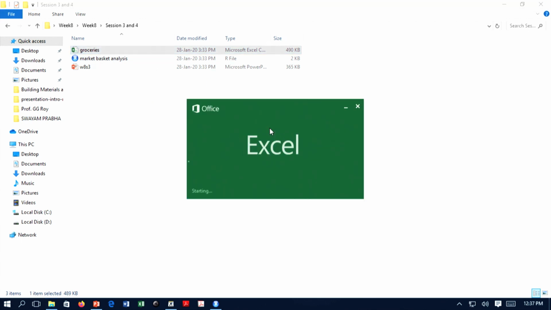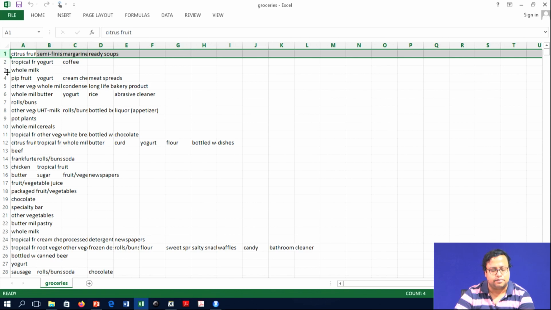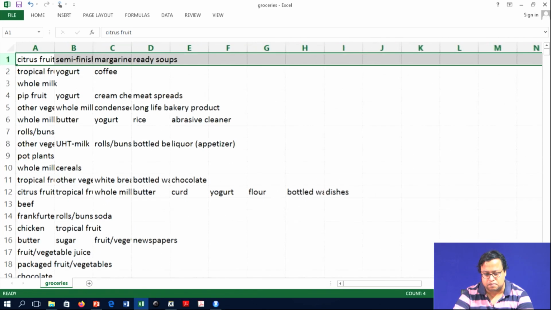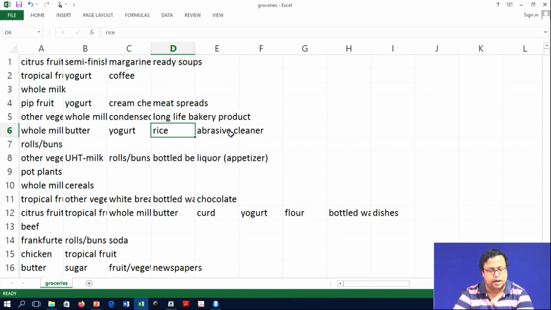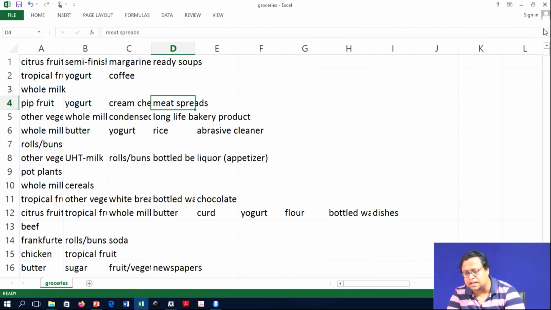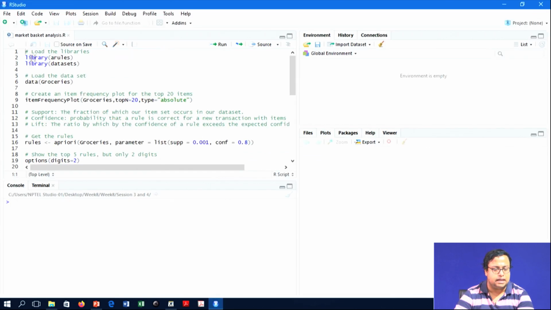If I open this data, each of these rows is a transaction. You see that whole milk, butter, yogurt, rice and abrasive cleaner have been bought together, and let us say pip fruit, yogurt, cream cheese and meat spreads have been bought together. This is publicly available data, which we have taken and will analyze using market basket analysis. For that, there are two libraries that I will use: arules and datasets.